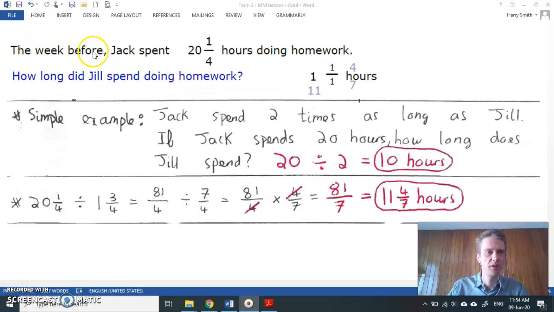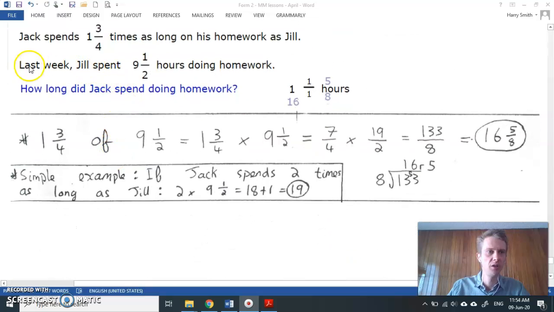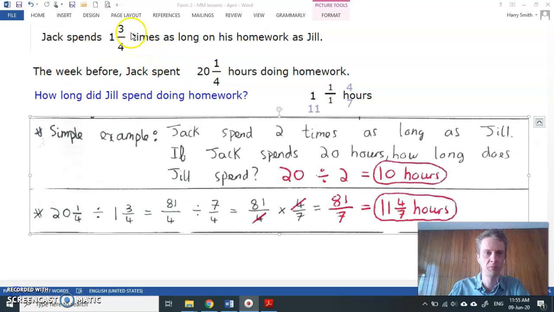Okay, this next one. The week before, Jack spends 20.25 hours doing his homework. Now, they're asking, how long does Jill spend doing homework? We still know from the first part that Jack spends 1 3/4 times as long on his homework as Jill. I just added that back in for you for this second example.